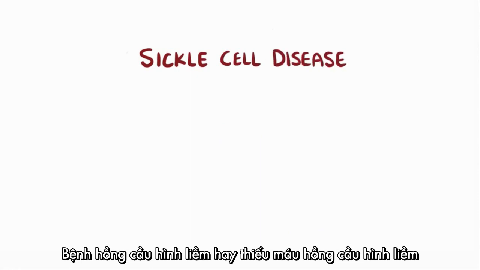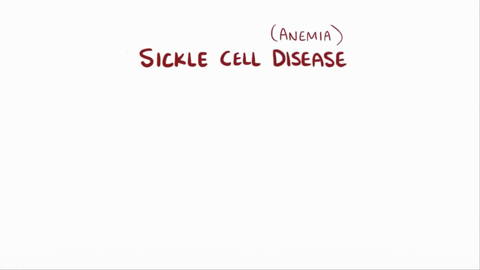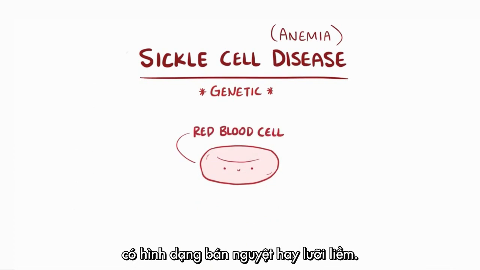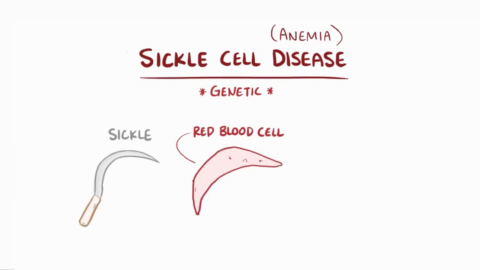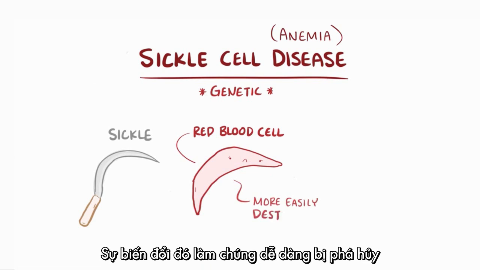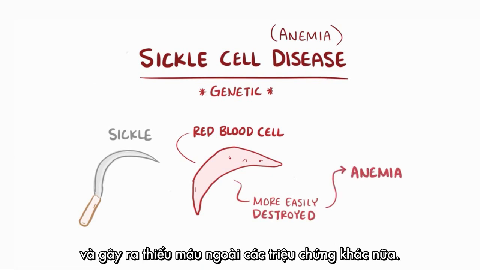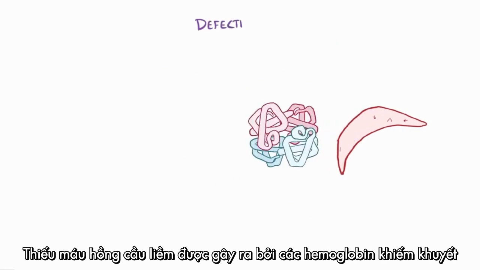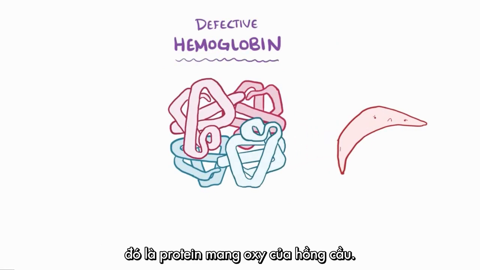Sickle cell disease, also called sickle cell anemia or just sickle cell, is a genetic disease where red blood cells can take the shape of a crescent or sickle, and that change allows them to be more easily destroyed, causing anemia, among other things. Sickle cell disease is caused by defective hemoglobin, which is the oxygen carrying protein in red blood cells.